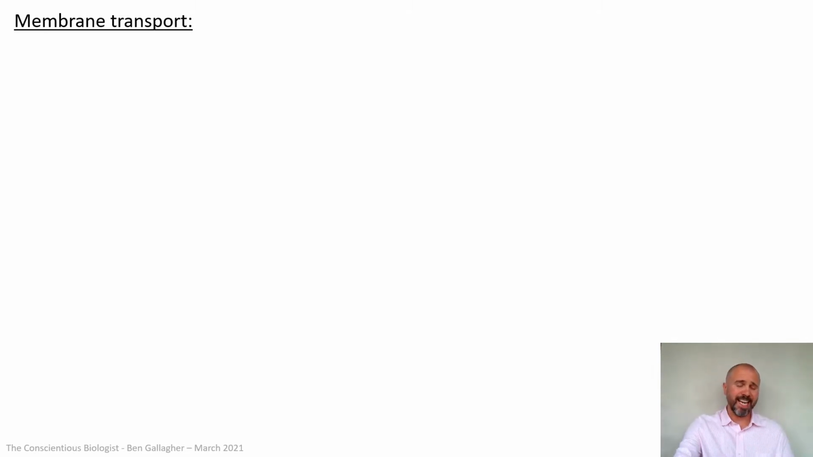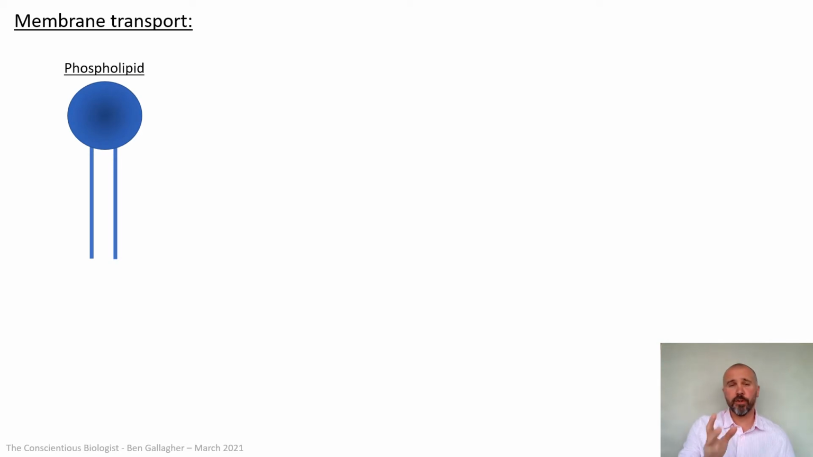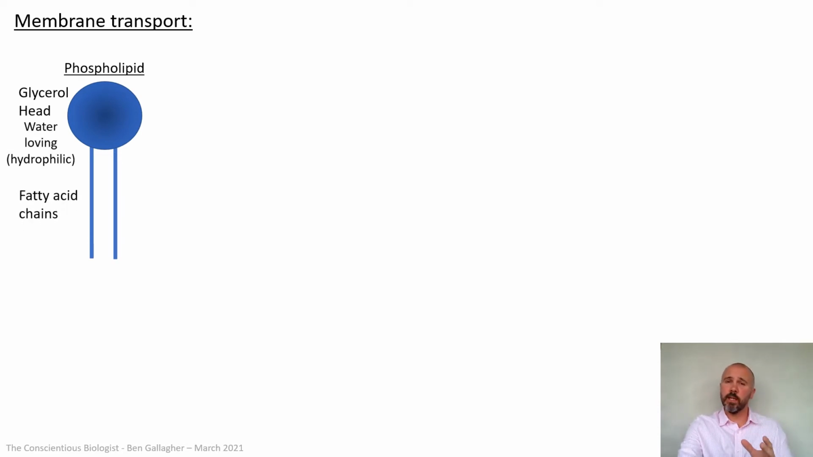So, looking properly at A-level detail of membrane transport. Remember from the last video what a phospholipid looks like. In a phospholipid you've got the glycerol head at the top, and the fatty acid chains at the bottom. The glycerol head is water loving, or hydrophilic. The fatty acid chains are water hating, or hydrophobic. That's really essential detail. If you don't know what I'm talking about with that, go back and watch the previous video, Membranes 1.